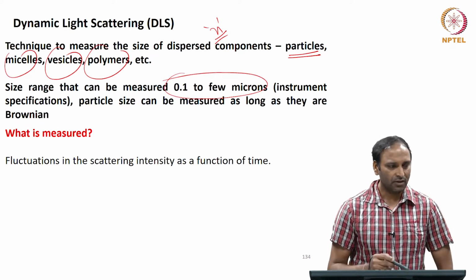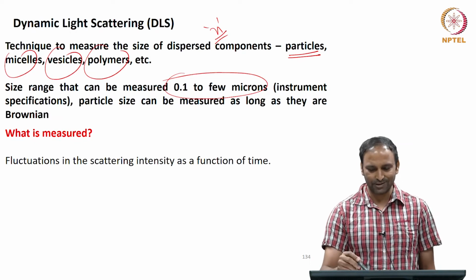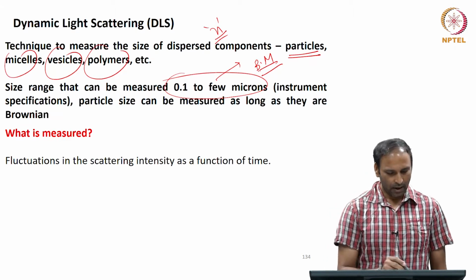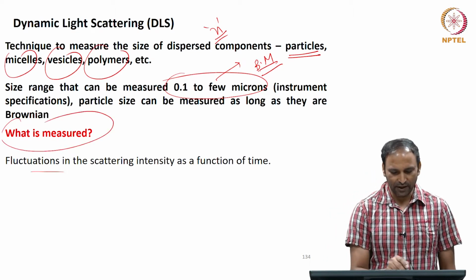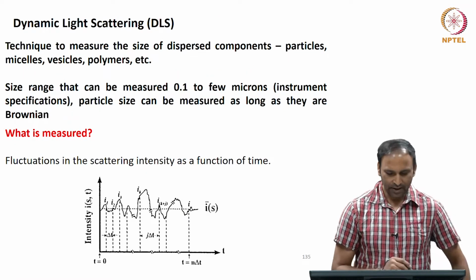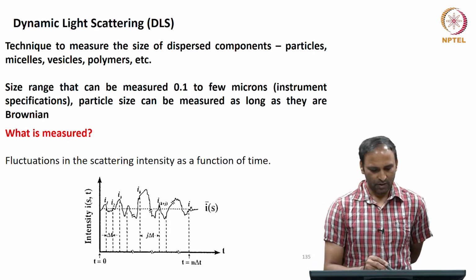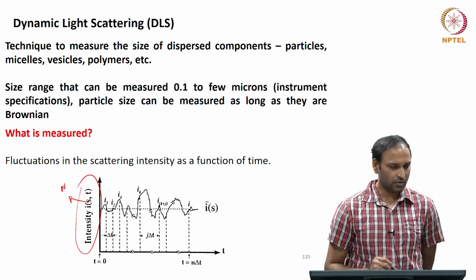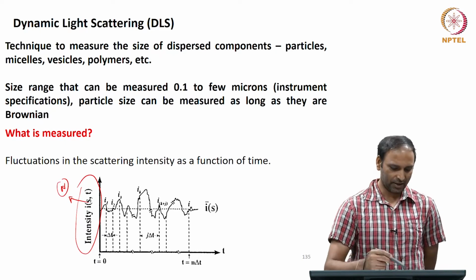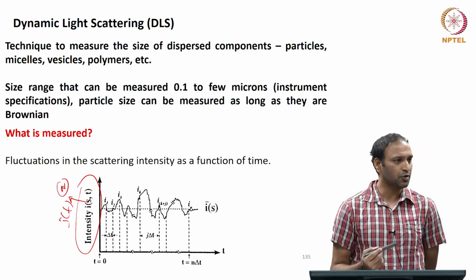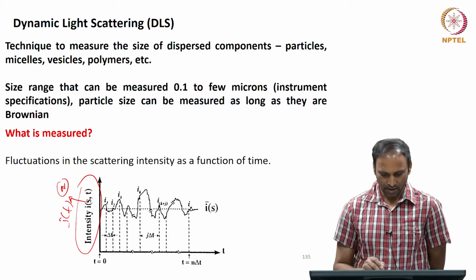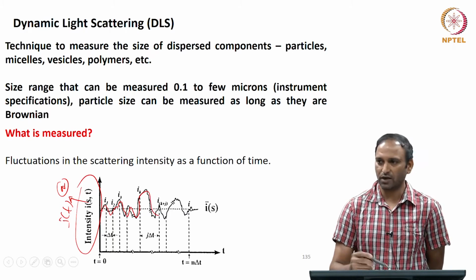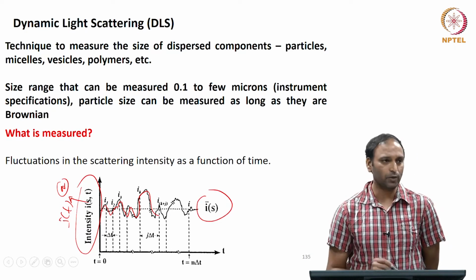Again, size range, I had mentioned that you can measure sizes as long as particles exhibit Brownian motion. What is measured is the fluctuations in the scattered intensity as a function of time. It will look something like this. This is your intensity. S is the same as Q, but of course Q is fixed here. So I can call it I(t) itself, because your Q is fixed in the case of DLS measurements, and that is measured as a function of time. These are the fluctuations that you have. That is how it varies. It varies around a mean value.